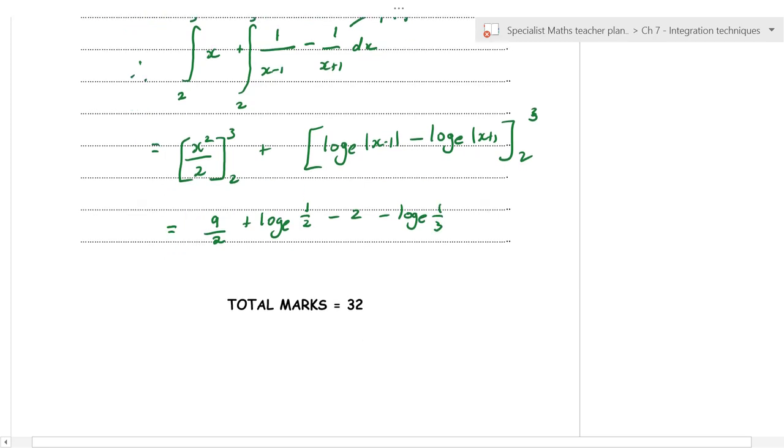So then when we bring that in, that's going to be 5 over 2. And then we've got log e of a half divided by a third, which is equal to log e of 3 on 2. So therefore, A is equal to 5 on 2 and B is equal to 3 on 2.